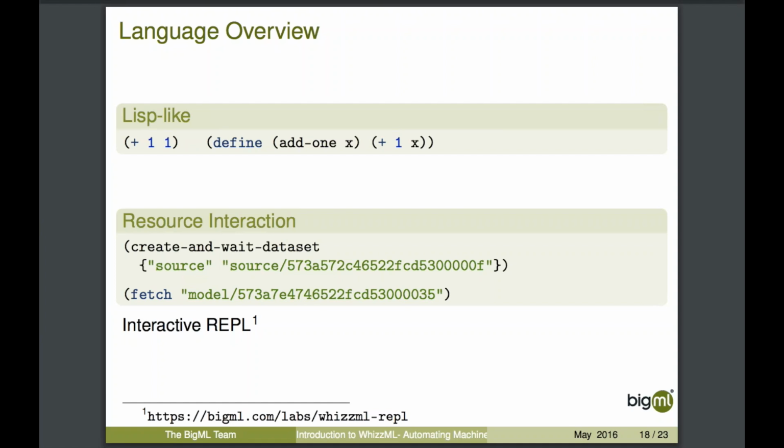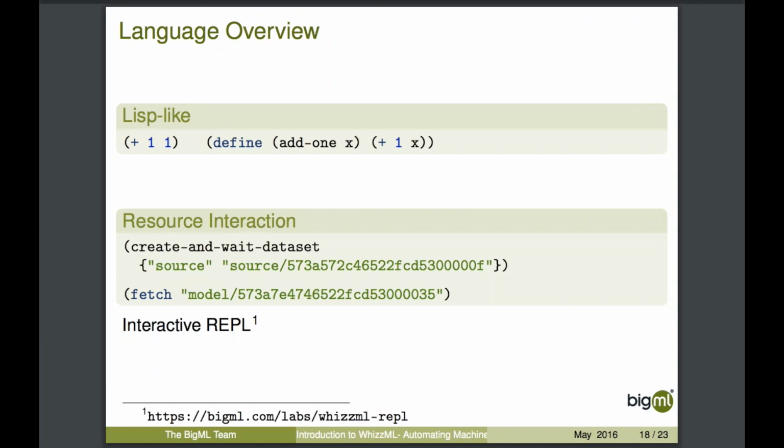The first thing: it is a Lisp-like language, so you'll see parentheses there, and prefix notation. On the left is an example of simple addition, and right next to that, defining a new function. I also wanted to highlight how we interact with BigML resources in WhizzML. If we want to create a data set from a source, we see this first function, create-and-weight-dataset, that's included in the standard library. We tell it it's a source, this is my unique identifier, and it'll return a unique identifier for a data set.